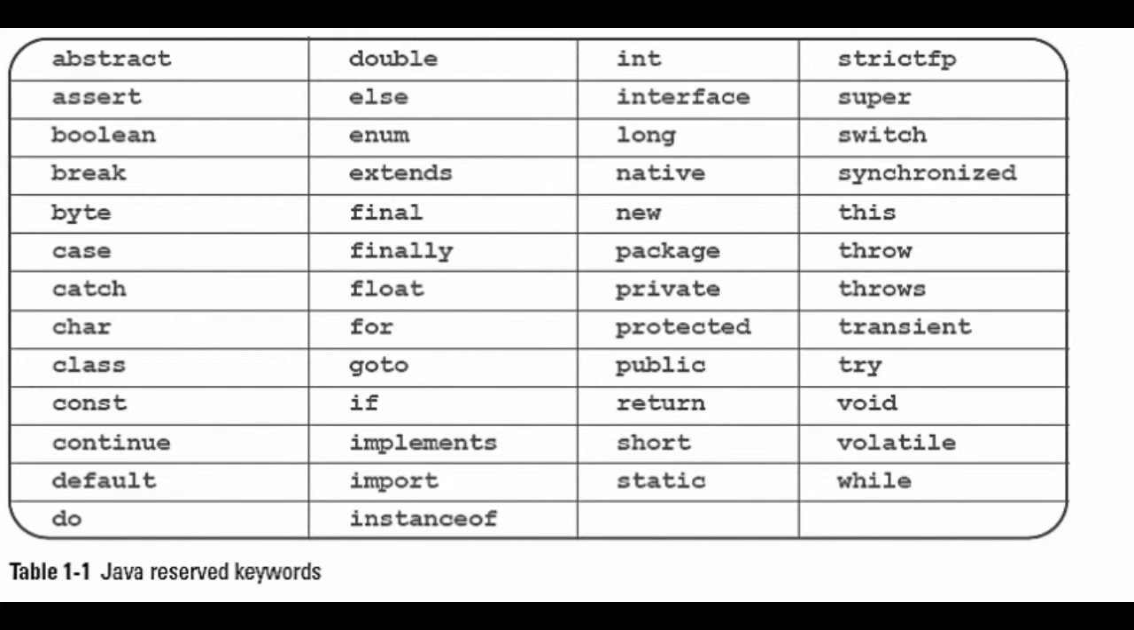Requirements for identifiers. Must begin with a letter of the English alphabet or a non-English letter, such as alpha or pi. Cannot begin with a digit. Requirements for identifiers. Can only contain letters, digits, underscores, and dollar signs. Cannot be a Java reserved keyword. Cannot be true, false, or null.